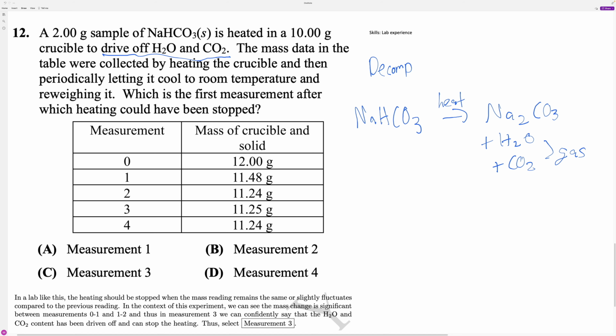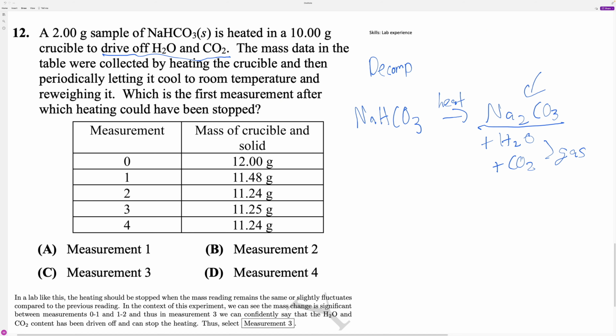We essentially want to go until the point where the only thing left in the crucible is sodium carbonate. So we want the mass to stabilize, and we're going to stop the heating when we see the mass is not fluctuating anymore, because that means the reaction has proceeded fully, and heating this sodium carbonate isn't going to have any effect. It's not going to induce any other reactions.